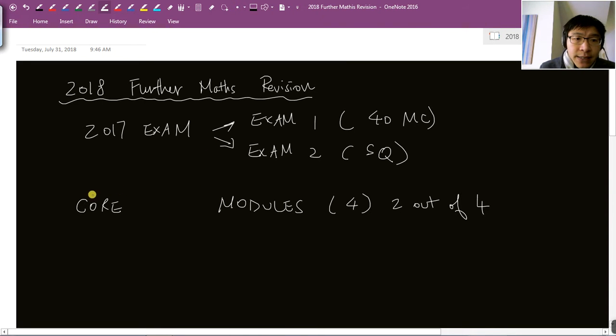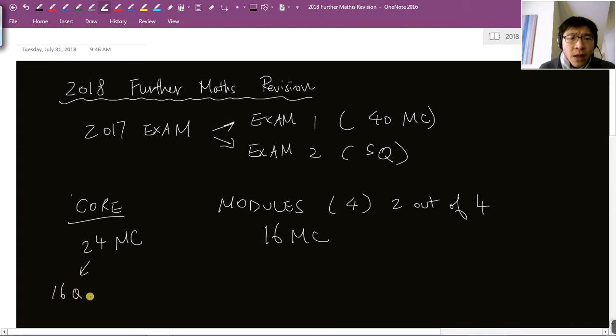In the core study, as I said, there would be 40 multiple choice questions, and there are 24 multiple choice questions related to the core study, and you have 16 multiple choice questions related to module selection, the elective modules. In those 24 questions, roughly, you see 16 questions related to statistics. And we have another 8 questions, separated into two parts.